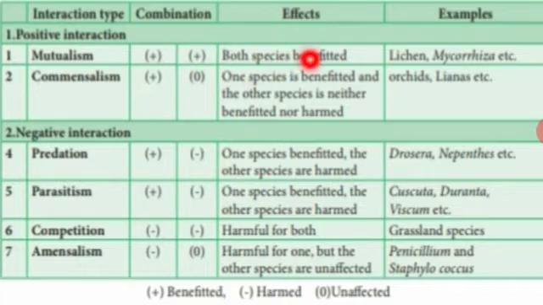Mutualism means both the species living together are equally benefited. Example, lichen as well as mycorrhiza. Commensalism means that when two species live together, one will be benefited and the other will be neither benefited nor harmed. It may be affected or it may be benefited. Example, orchids as well as lianas. Negative interaction we will see later in the next topic. First we are going to see the positive interactions, that is, mutualism and commensalism alone.